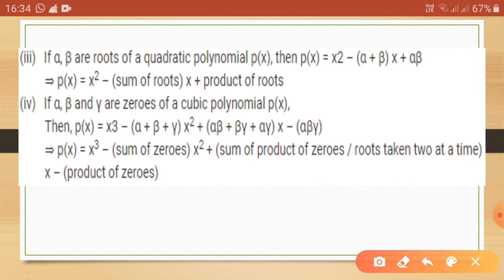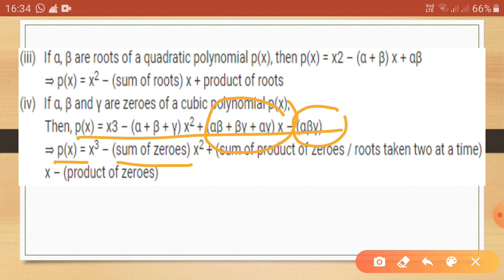And for a polynomial when the degree is 3, it is also the same thing: p(x) equal to x cube minus (alpha plus beta plus gamma) x square, then plus the sum of the products of the roots multiplied by x, and then minus the product of roots. Okay, so you get the expression x cube, then the sum of zeros, then the sum of products of zeros with x, and at last the product of zeros or roots. Already we have learned all the formulas, so look at it very carefully. Next we will have the examples.